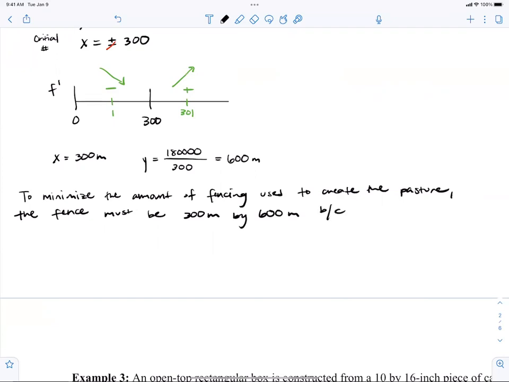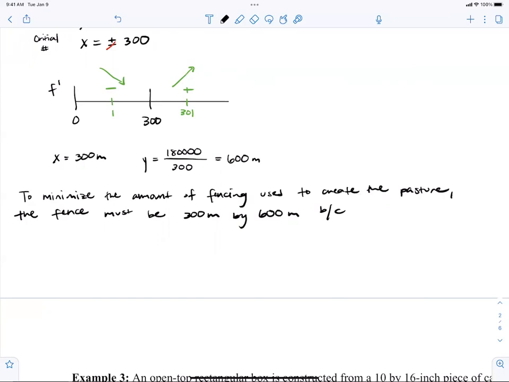How do you know it's the width? The width is shorter than the length. The length is longer. The length is the longer side.